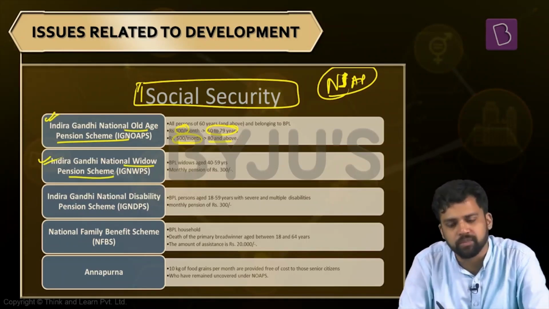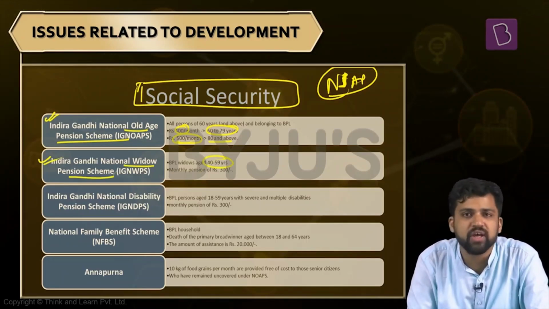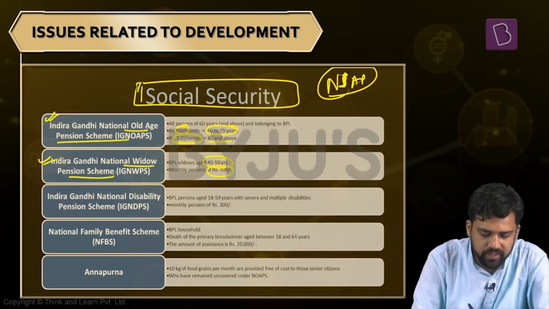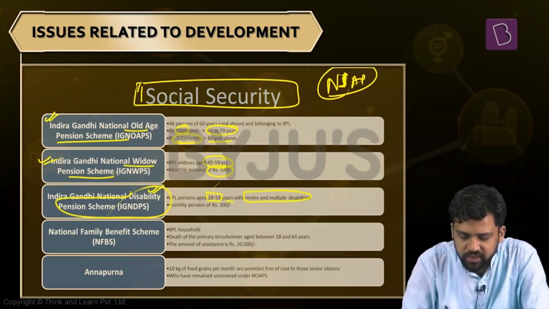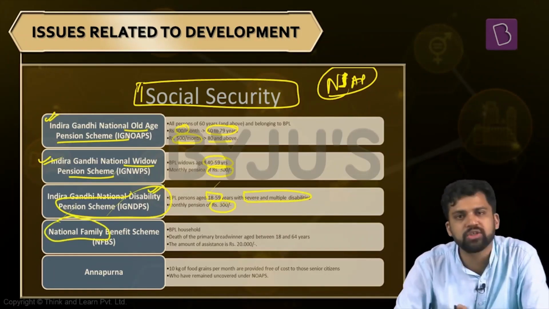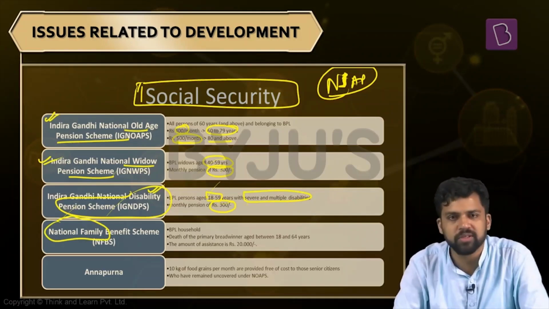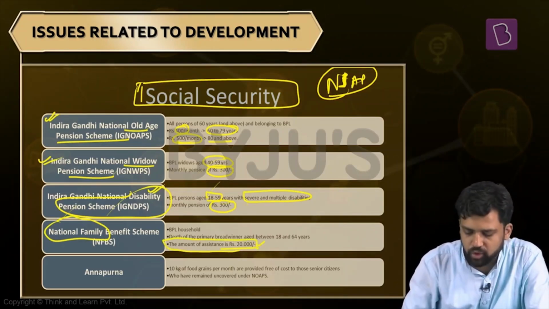Similarly, widows are provided some pension. Those who are in the age category 40 to 59, who have lost their husband, are provided 300 rupees per month. Those who are having some form of disability are also covered under this pension scheme. A person in the age category 80 to 59 years, having severe or multiple disabilities, gets 300 rupees per month. In case there is a family which lost its primary breadwinner, so the economic security of the family is getting impacted now, they are given a lump sum amount of 20,000 rupees.